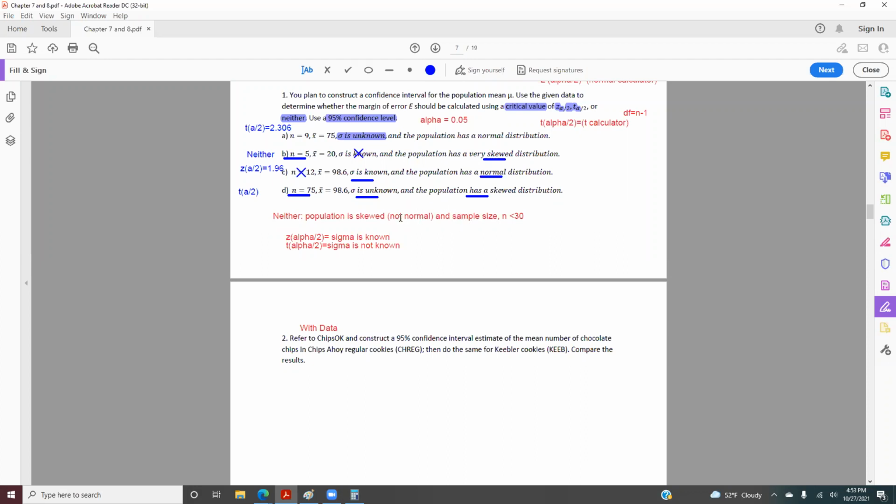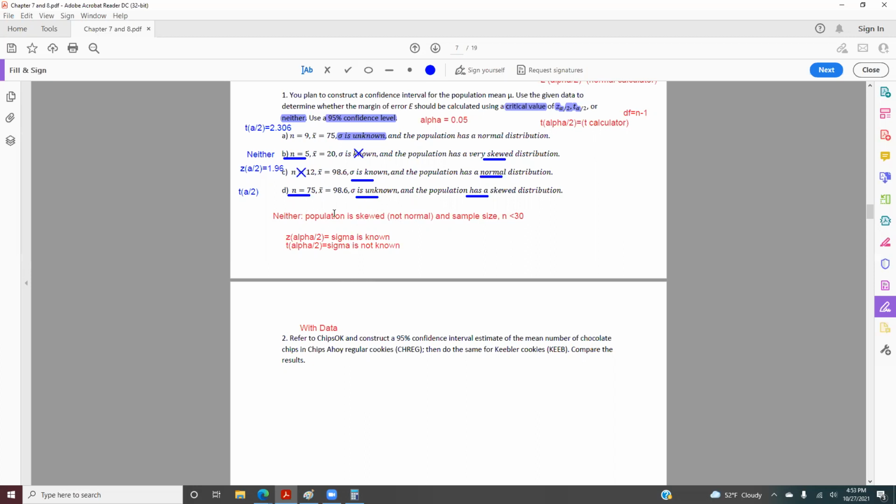And if you fulfill both, then it's neither. But if one of these does not fulfill, that means it's either Z or T. And you look for whether sigma is known or not. So you always check for the neither one first.